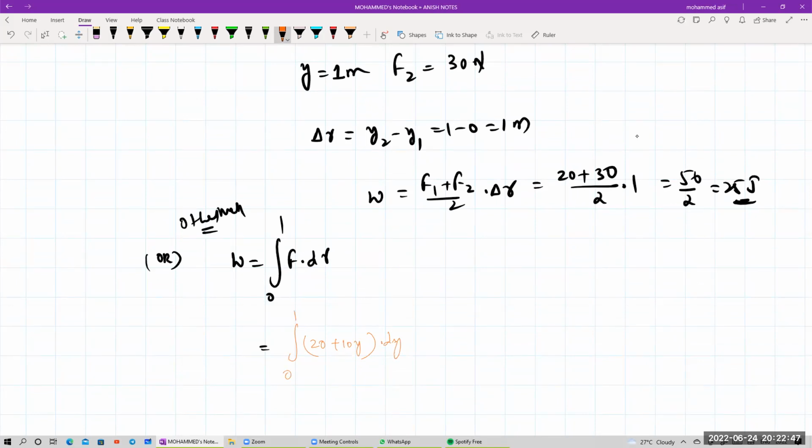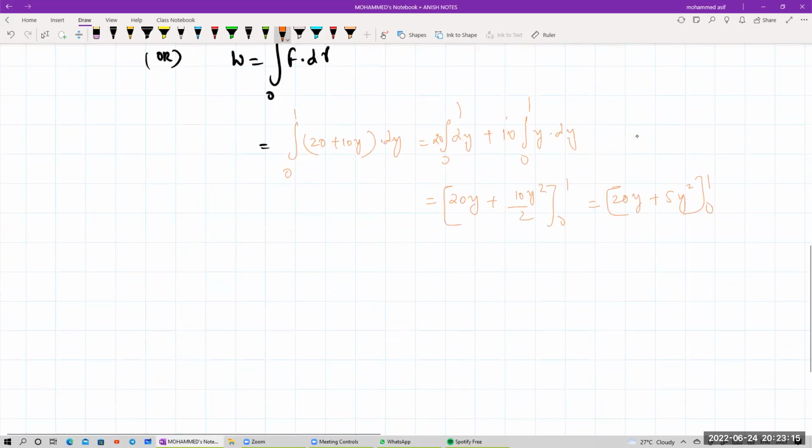Then we go on to the integration: the integral of 20 dy from 0 to 1, plus 10 times the integral of y dy, limits 0 to 1. So it will be 20 into y plus the integral of y dy, which is y square, so 10 into y square divided by 2, with limits from 0 to 1. That is 20y plus 5y square. Substitute the limits from 0 to 1, upper limit minus lower limit. This value will be 25 minus 0, so that will be 25 joules. Got an idea?